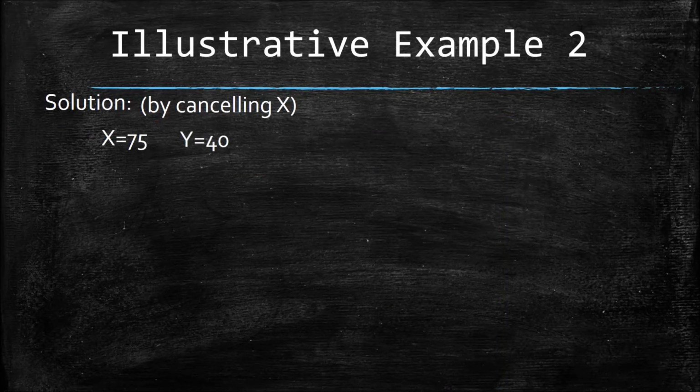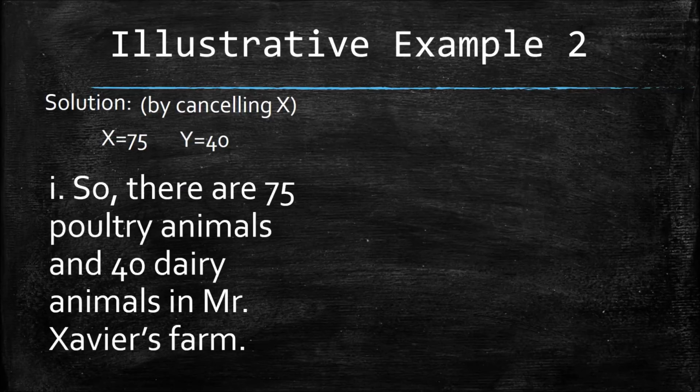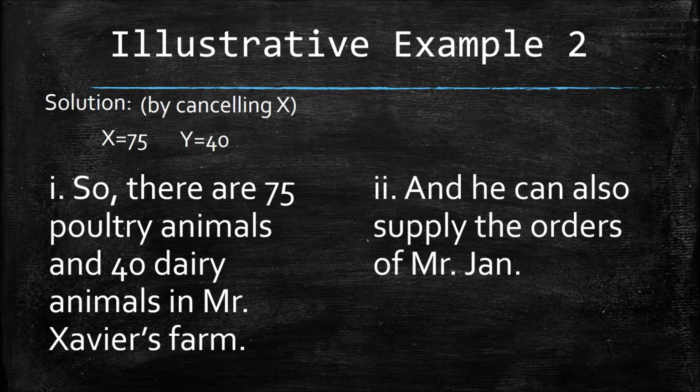So to answer the question, how many animals of each kind are there? There are 75 poultry animals and 40 dairy animals in Mr. Xavier's farm. And yes, he can also supply the orders of Mr. Jan.